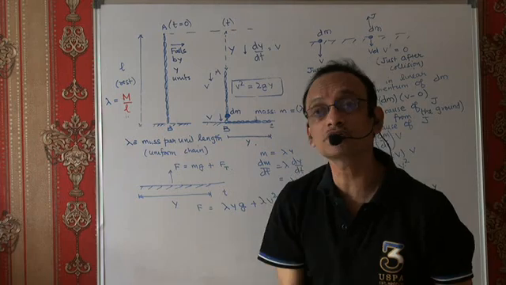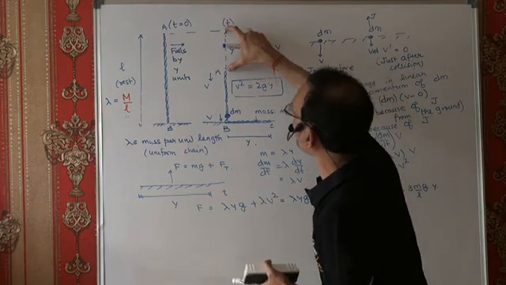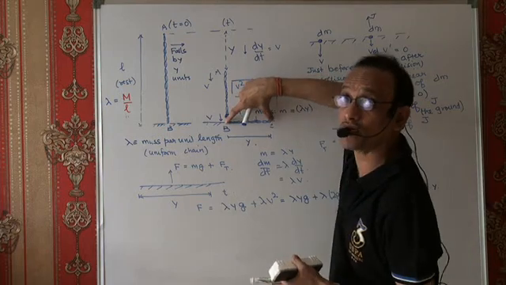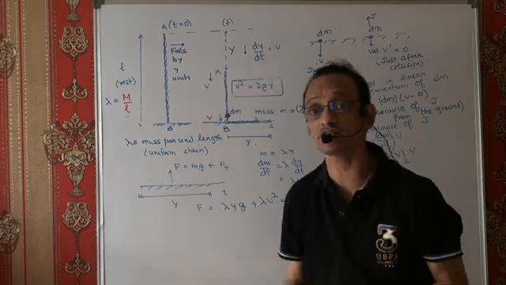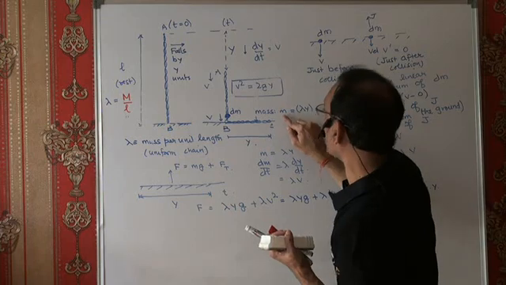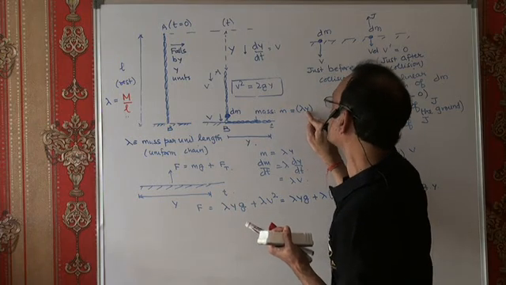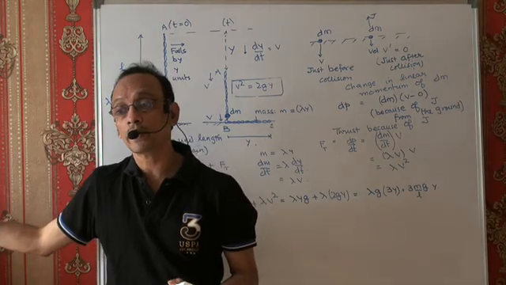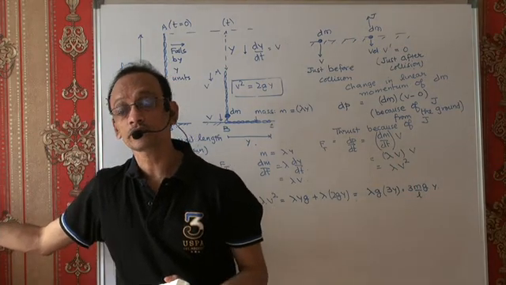First of all, how much of the chain is resting on the ground? If y units has fallen, that means there must be y units resting on the ground. Yes or no? And the mass of this y units would be mass per unit length into y. Right? Do you all understand this?